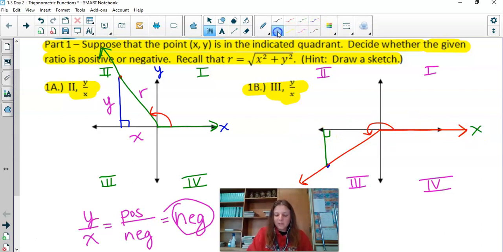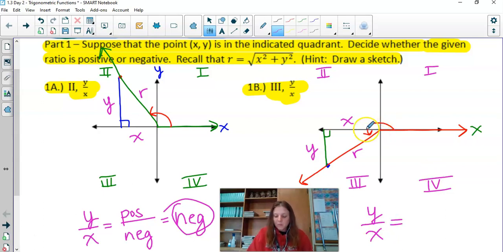Okay, let's label the sides. The side that sits on the x-axis is x. The hypotenuse is always r. And the other side that's parallel with the y-axis is y. Again, what we're doing here is analyzing this ratio, y over x, and we're trying to decide if it's positive or negative. So let's take a look at it.